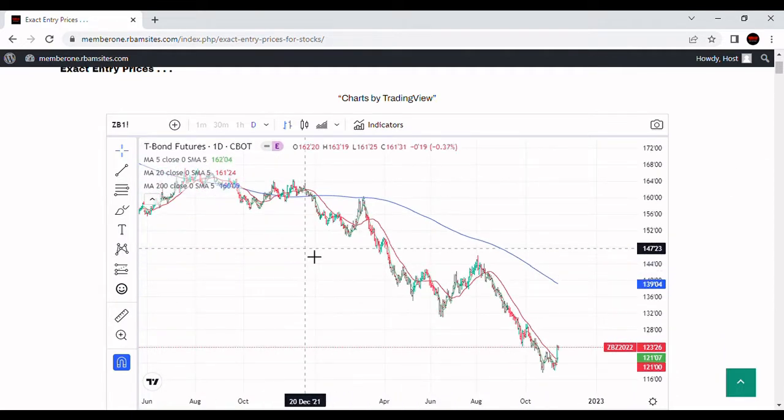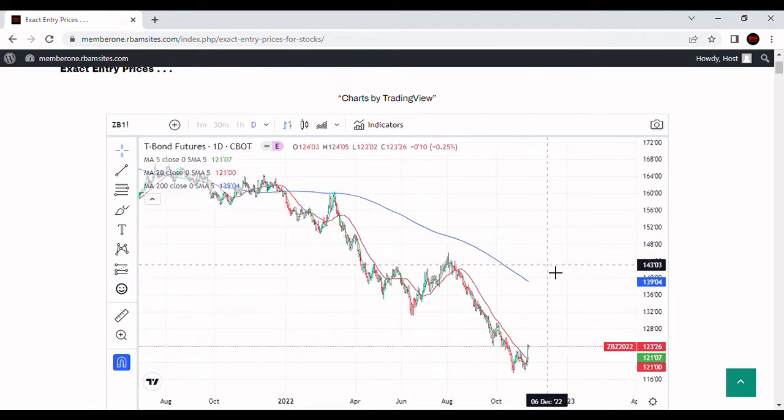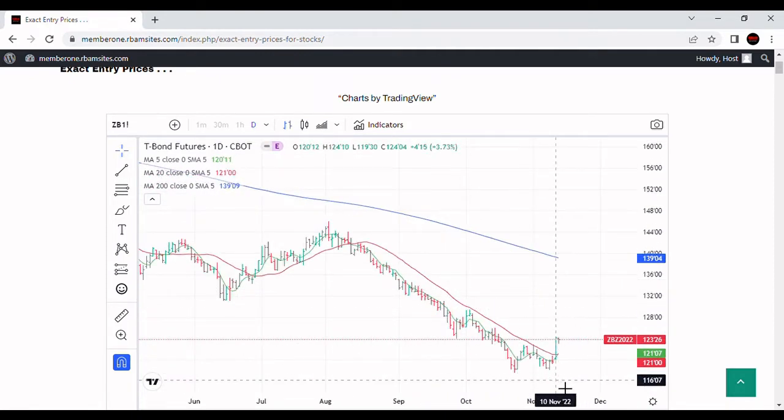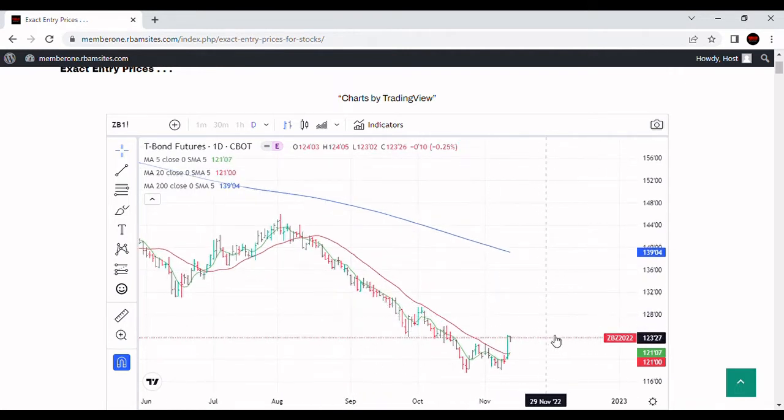We can see we've been in a bear market all the way back since December 2021. I'm going to show you a weekly chart. This is a daily. I'm also going to show you a monthly. We can see that significantly we closed above the 20-day moving average, the red line, for the first time since right around August 10th of 2022. So that's a huge technical indicator of what's going on in the bond market.